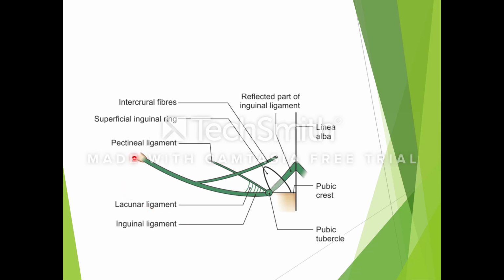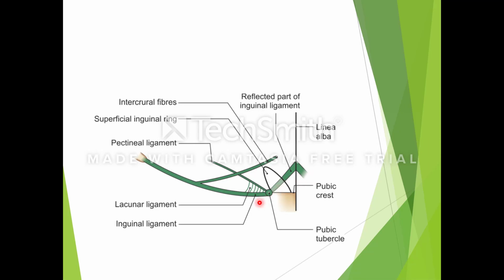You can see here, this is the anterior superior iliac spine, this is the pubic tubercle, this is the inguinal ligament which is formed by the external oblique aponeurosis. These are the lacunar ligament fibers which are continued as the pectineal ligament. This is the pectineal ligament. This is the reflected part of the inguinal ligament. See here, these are the reflected fibers of the inguinal ligament. They are crossing to the opposite side and decussating with the fibers of the opposite external oblique aponeurosis.